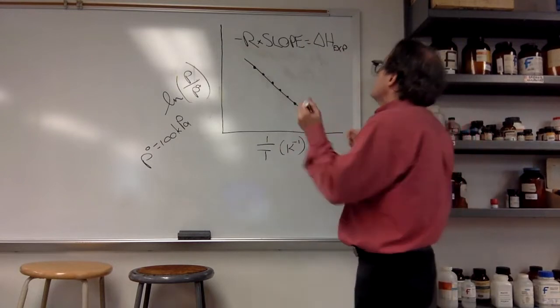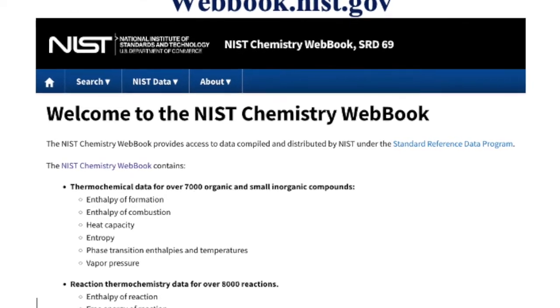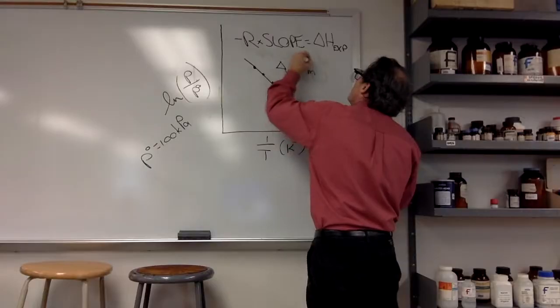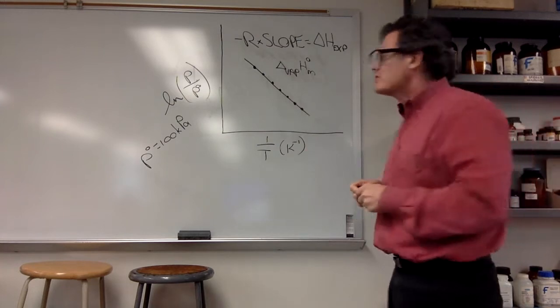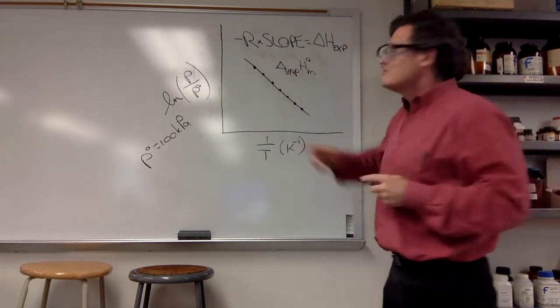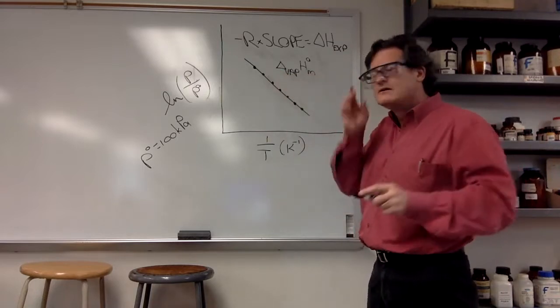Good. Then you go and you look up a value of the enthalpy of vaporization in the NIST book, and you compare these two and you say, wow, this data was so good. Wait a second, why don't these two numbers agree?